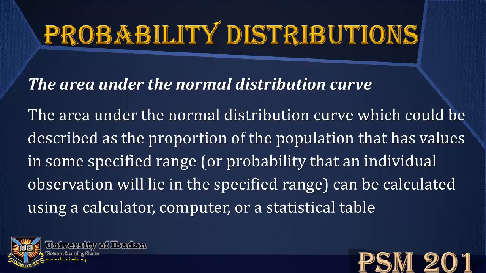The area under the normal distribution curve. The area under the normal distribution curve, which could be described as the proportion of the population that has values in some specified range, or probability that an individual observation will lie in the specified range, can be calculated using a calculator, computer, or a statistical table.